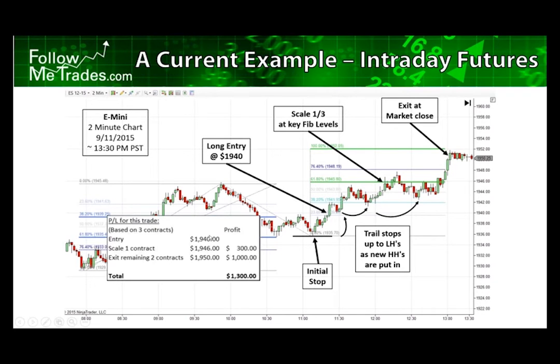And that's a pretty nice one, right? We weren't in that very long, and based on 3 contracts, scaling out at entry 1940, scale at 1946, close at 1950, that's a $1,300 E-mini trade in a couple hours. And again, with minimal loss because we had our stop in place.